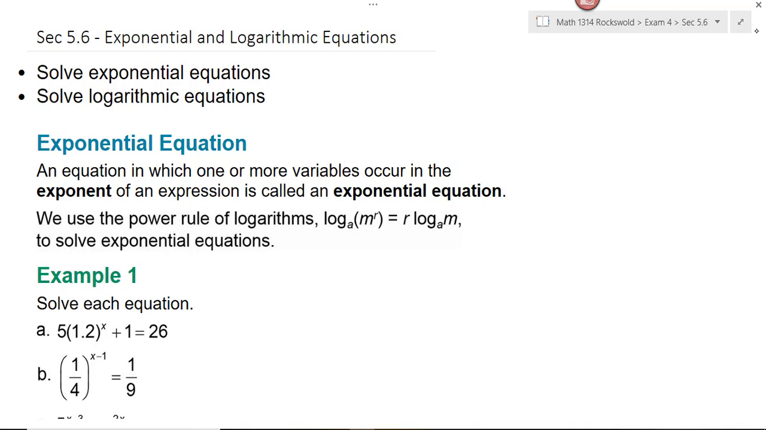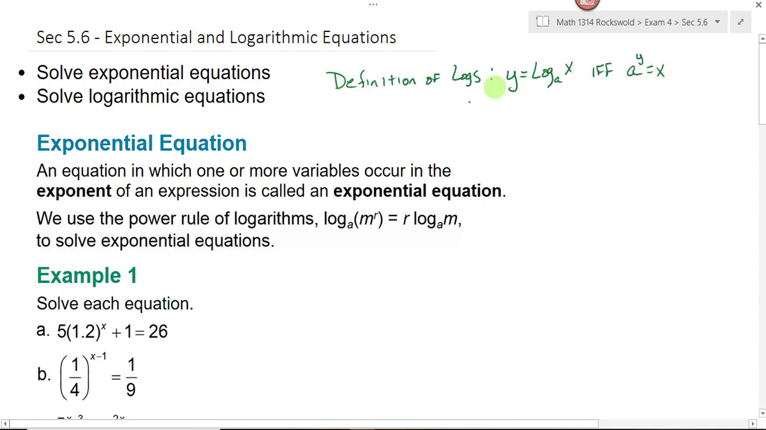Also, the definition of logs is going to be used quite a bit. We use that to rewrite logs as exponents and exponents as logs. Just to refresh your memory, let me write down the definition of logs that we're going to be using. The definition of logs says that y is equal to log base a of x if and only if a to the y is equal to x. This definition of logs we use to rewrite logarithmic equations as exponents and vice versa. We're going to be using this as we solve equations.